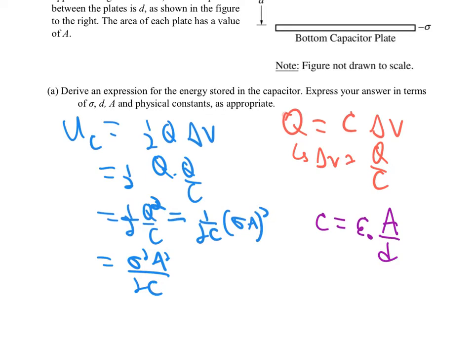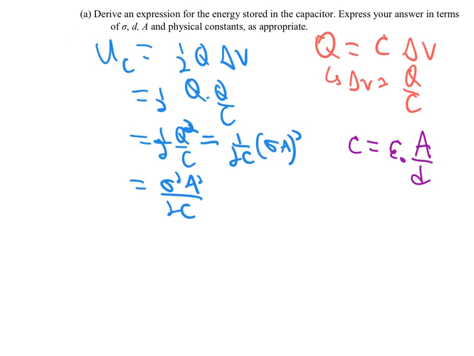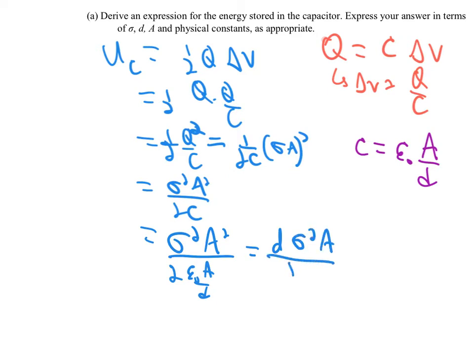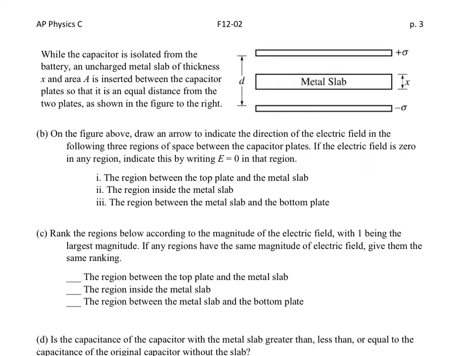This is also on the equation sheet. They usually have a kappa in there, but we have this filled with air, so we know the kappa is 1. So now we can finish processing our thing to get sigma squared A squared over 2 sigma A over epsilon naught A over D. So let's see, we get a D, we get a sigma squared, one of the areas cancels, and then we have 2 epsilon naught.